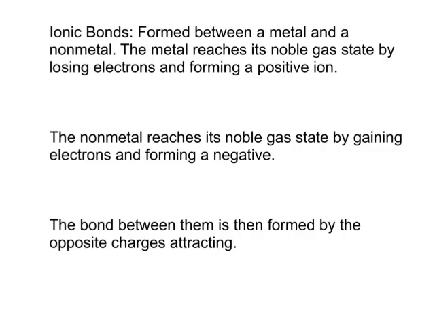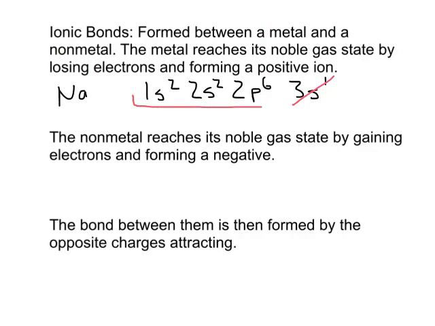Ionic bonds form between metals and nonmetals, so that's how you'll be able to spot it. And when these bonds form, the metal reaches its noble gas state by losing electrons, which turns it into a positive ion. For instance, if I had sodium, which is a metal, and just as a reminder, its electron configuration is this. If it loses this one electron here, it reaches a noble gas state of neon.